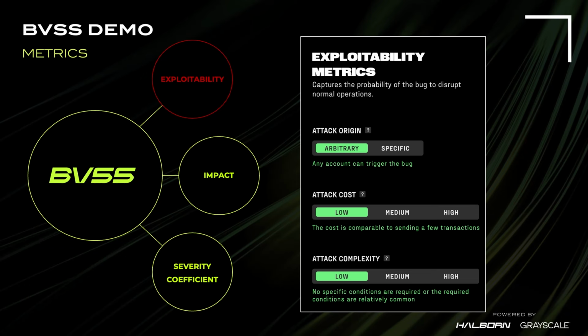We have decided to go with 3 internal metrics, which is attack origin. So anyone can trigger the issue, or only some specific addresses can trigger the issue. The attack cost is how costly it is for the issue to be exploitable and launched on chain. And also the complexity, whether it involves just calling a function or even creating a really complex exploit with multiple parameters and calls.